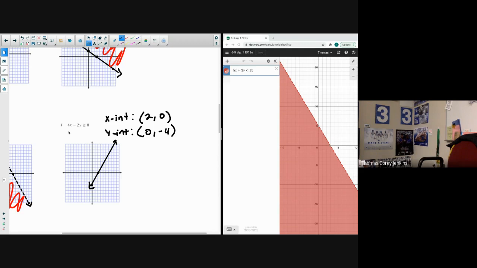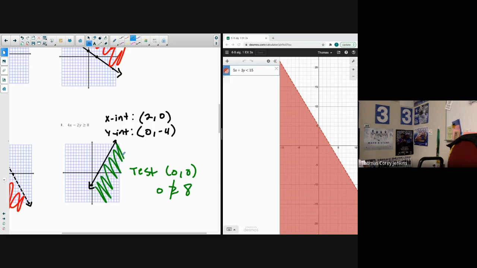So if we were trying to do this without Desmos and we wanted to know where to shade, watch what happens if we test with 0, 0. What we would get is 0 minus 0, which is 0, is greater than or equal to 8. All right, so is that true? 0 is not equal to 8. 0 is not greater than 8, right? So 0, 0 is over here above the line, so that means we actually shade on the other side. So we shade below the line.